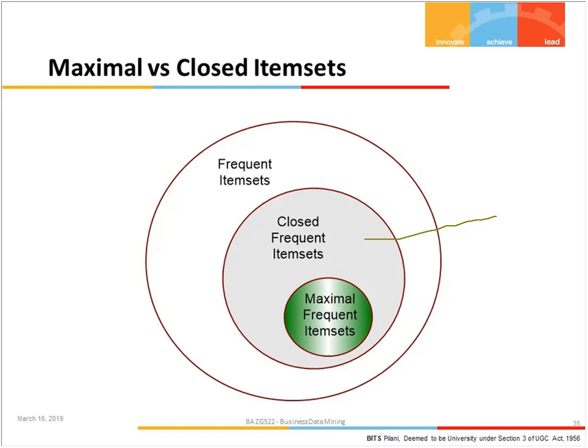but this is not. Maximal causes loss. If you have only maximal frequent item sets, you will not be able to get all the frequent item sets or even the closed frequent item sets. So it's the closed frequent item set that gives us a significant advantage, in the sense that it gives us a lossless representation of all the frequent item sets. But the maximal can be valuable in some business contexts.